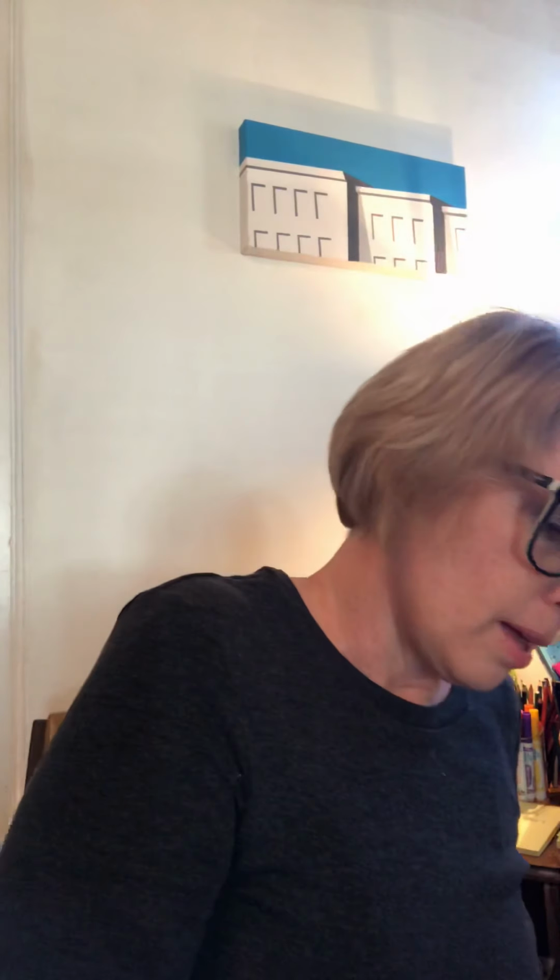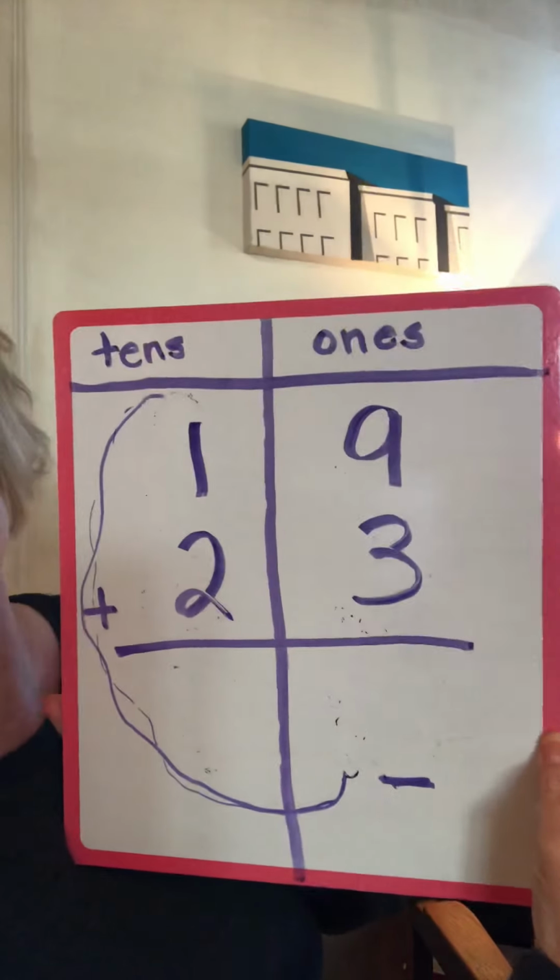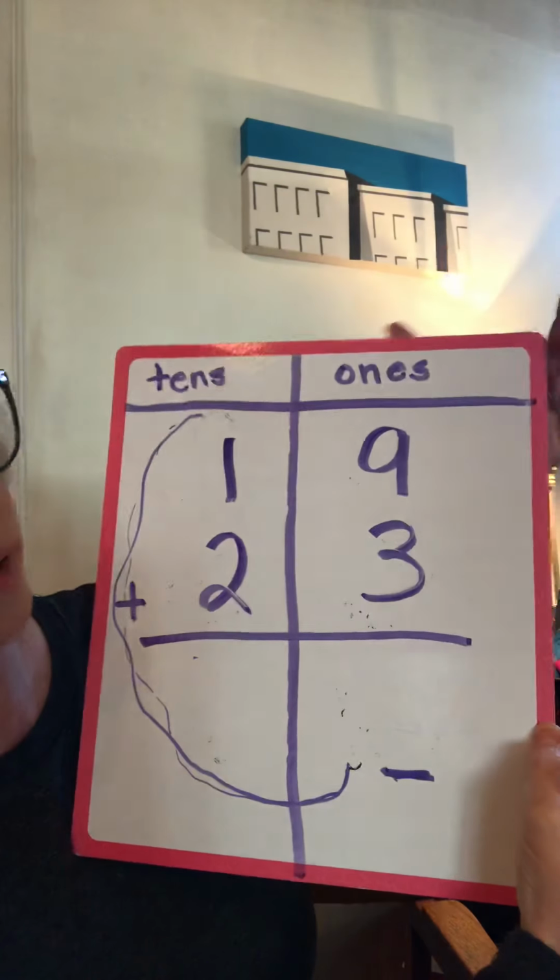Should we do another one? Here, let me erase these numbers. And let's do a different one. Okay. All right, here we go. 19 and 23. Okay, we ready? 19 plus 23.